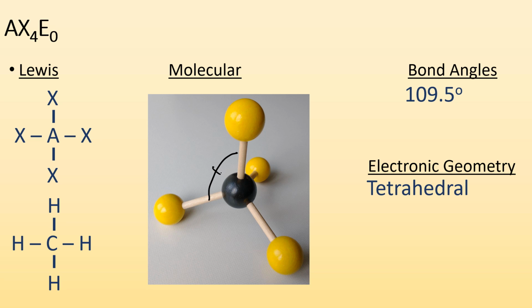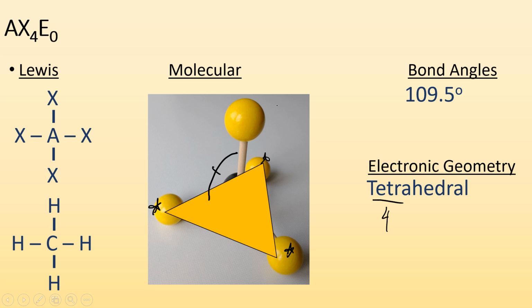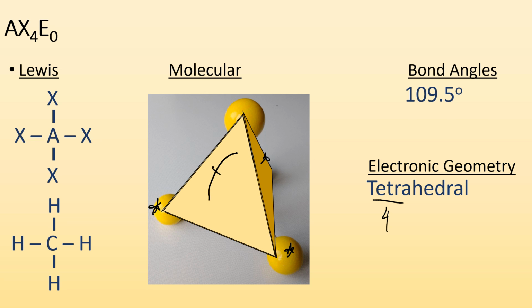So the electron geometry, we call this tetrahedral. So tetra means 4. And this shape has 4 faces, right? So if I take a look at the 3 hydrogens that are touching the table here, they form a triangle base. So we got a triangular base. And then we have triangles on 3 other sides, which is the shape of a tetrahedron. So it's tetrahedral.